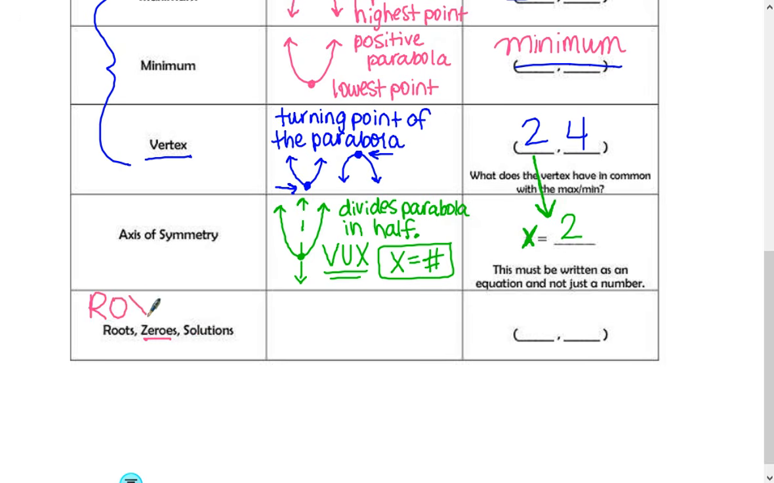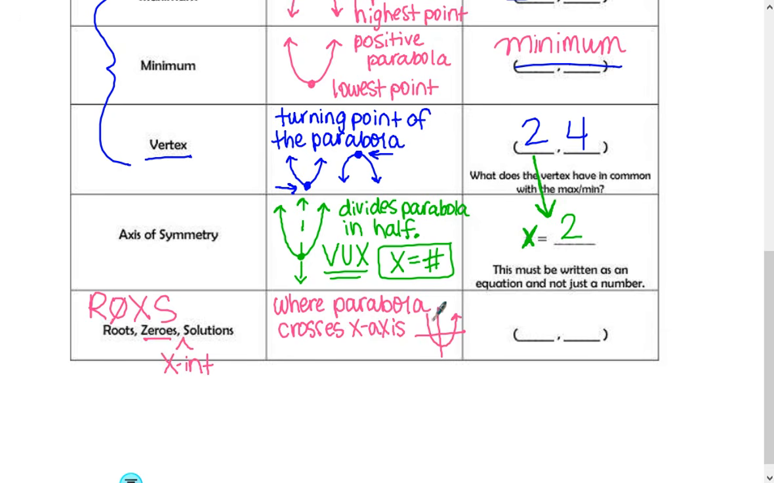It's called ROXS, R-O-X-S. But that 0 actually represents a 0. So R for roots, 0 for zeros. And then I would put x-intercepts in here. And then solutions. So roots, zeros, x-intercepts, and solutions. And they all mean the same thing. It all means where the parabola crosses the x-axis.